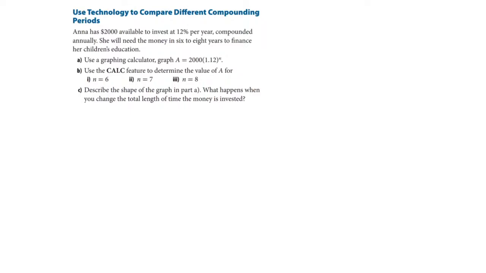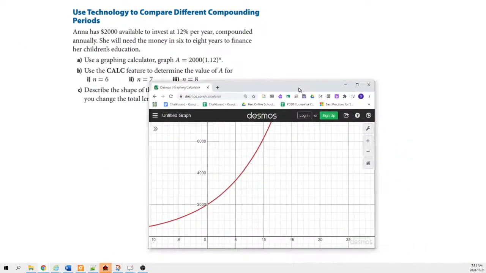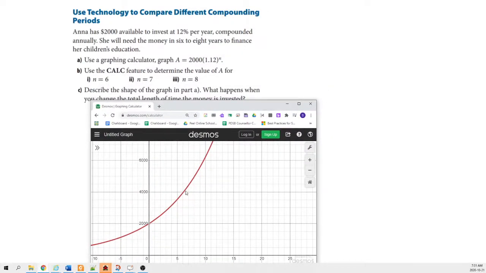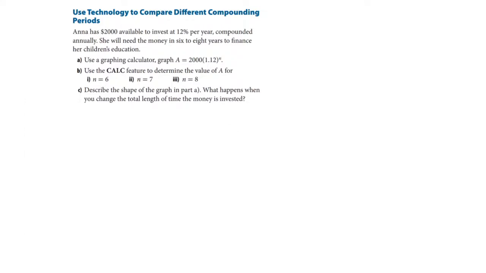So looking at the graph, we can see that the longer we invest it, the more we're going to have. We can also see that the graph is curving upwards. It's getting steeper and steeper. So with each year that goes by, we're getting more and more added on to our initial investment. This is the beauty of compound interest.